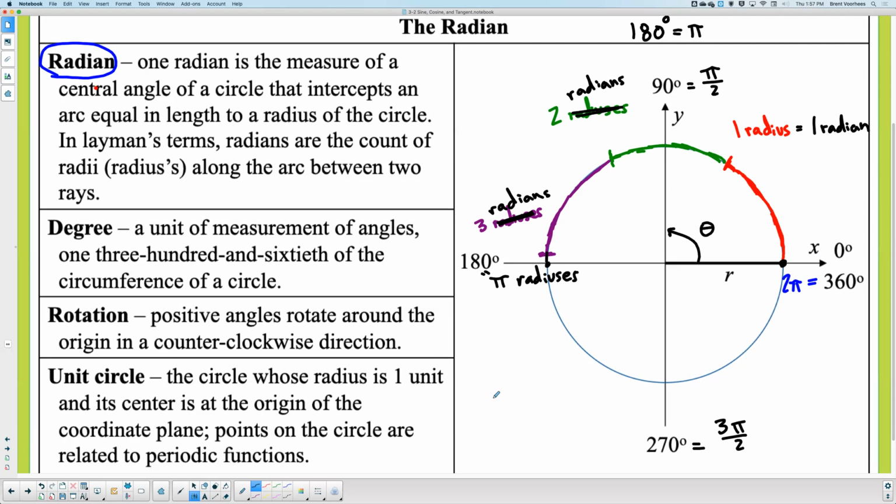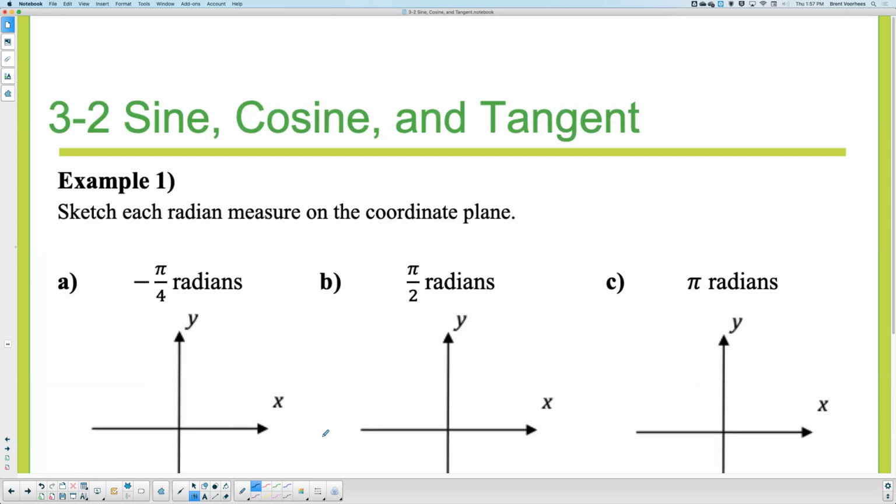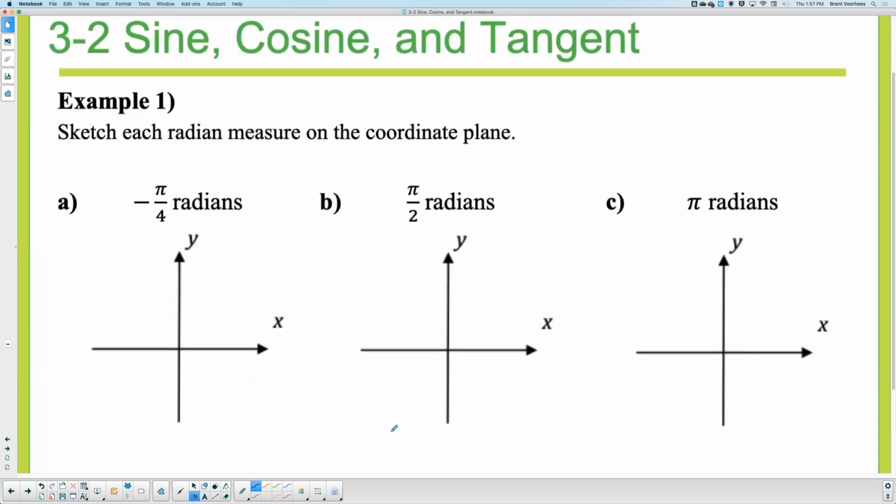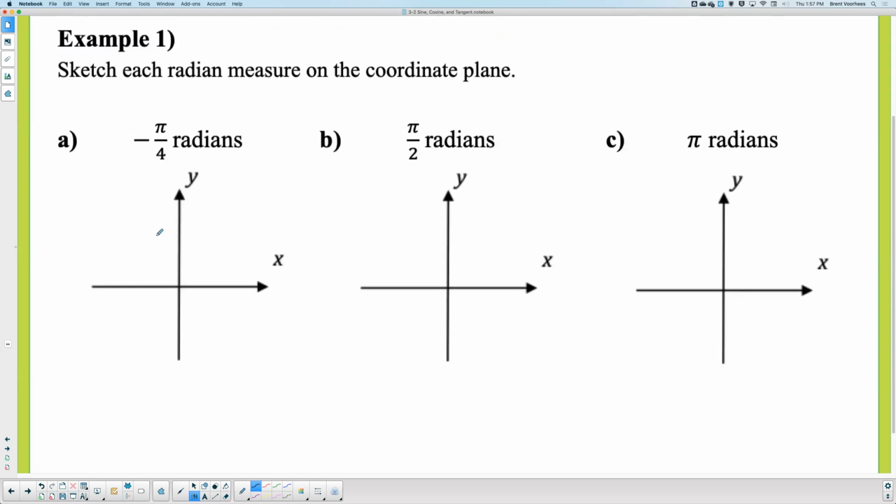I'd like to say, hey, let's stop there, but we haven't done any math practice with it. So let's go start practicing. You now have the vocabulary, you now have all of that. Let's just start practicing with it. First thing we're going to do is sketch each radian measure on these little coordinate planes. Okay, so the first one up is negative pi over 4 radians.